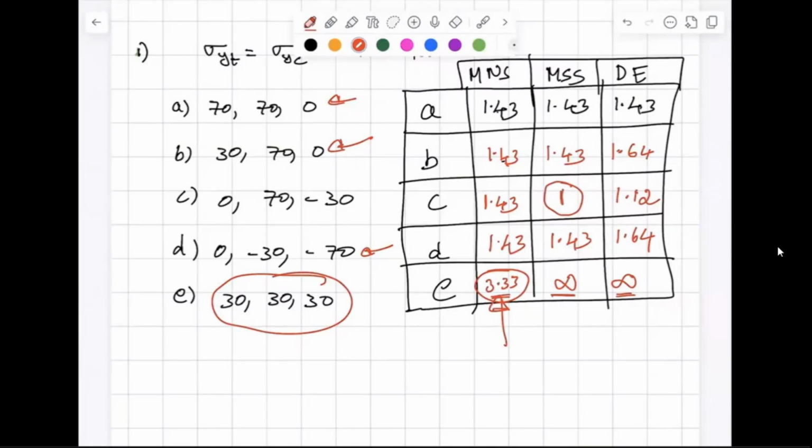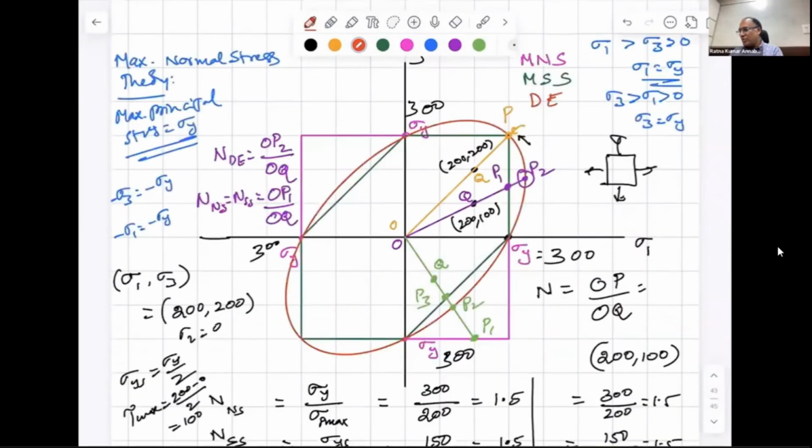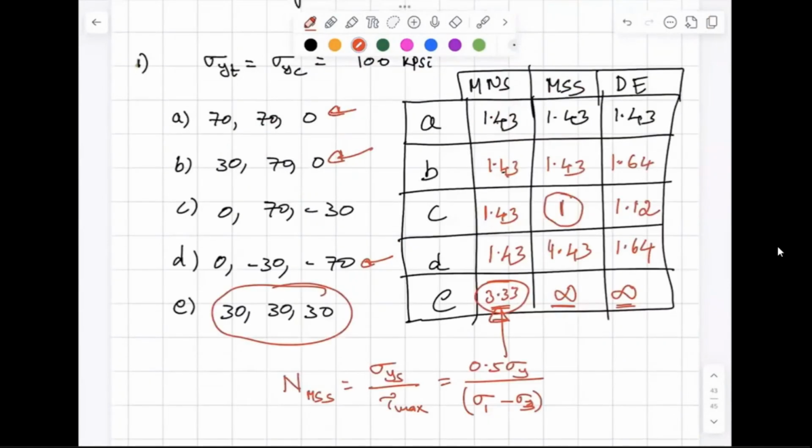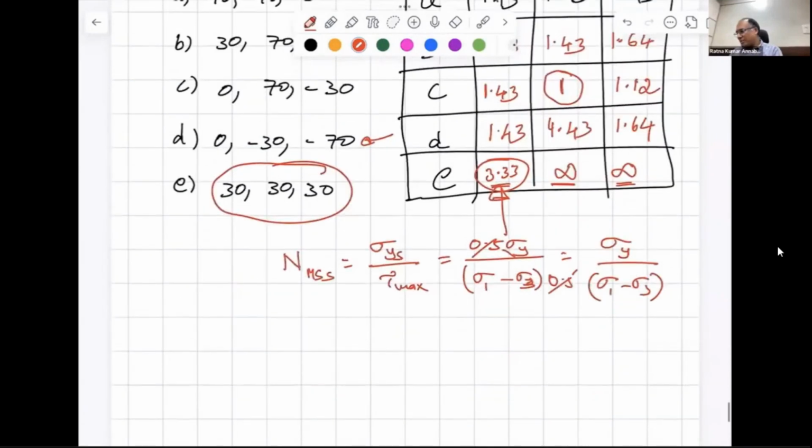Got it? Okay. So your N for maximum shear stress theory is sigma ys by tau max. Sigma ys is 0.5 times sigma y. Tau max is sigma 1 minus sigma 3 by 2, which is sigma 1 minus sigma 3 times 0.5. The 0.5 gets cancelled. That is equal to sigma y by sigma 1 minus sigma 3. Sigma 1 minus sigma 3 is 0. Sigma y by 0 is infinity. Makes sense.